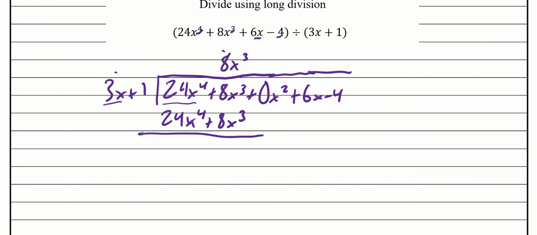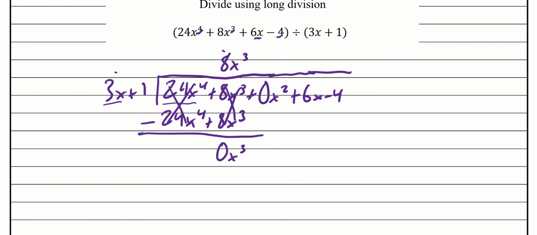And we notice here we have these values, and I'm always going to be subtracting in this step. So we subtract 24x to the fourth minus 24x to the fourth. Those will just cancel. And then 8x to the third minus 8x to the third. Those will actually cancel as well. And if this happens, I do need a value here. And so I could just say 0x to the third.